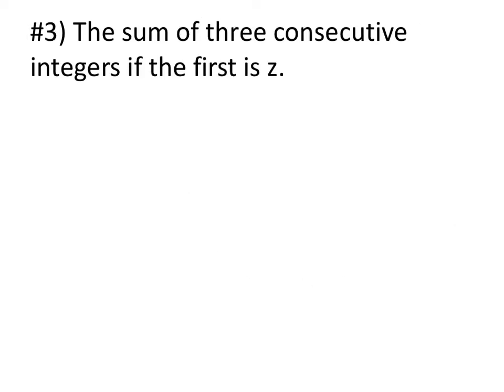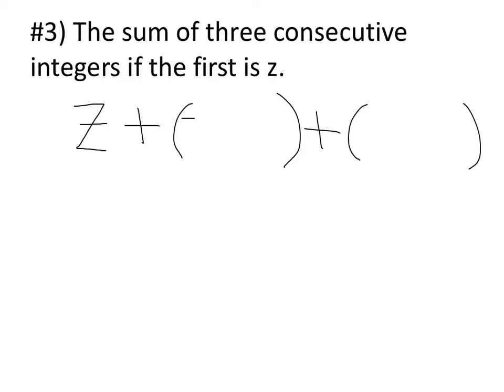The sum of 3 consecutive integers if the first is z. So we're going to do z plus... plus... Okay, so consecutive means in a row, so like 1, 2, 3, or 4, 5, 6. And if we were talking about consecutive integers, just like we did in class today, so if we said 1, the next integer would be 2. Or if we said 7, the next integer would be 8. And the pattern there is plus 1. So if we said z, then the next integer would be z plus 1.